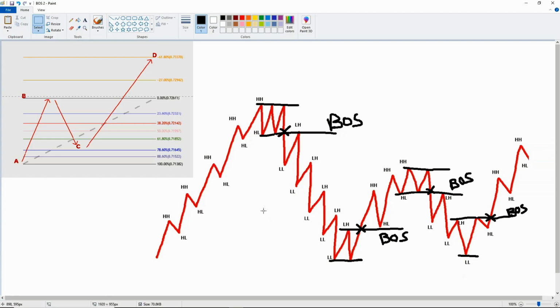Okay, so I'm going to jump back to this drawing because I love this drawing and it really simplifies market structure. So again, we were making higher highs, higher lows, higher high, higher lows, higher high, higher low, and then something changed here. We didn't make another higher low. We didn't make a higher high, but we're trapped in this area.